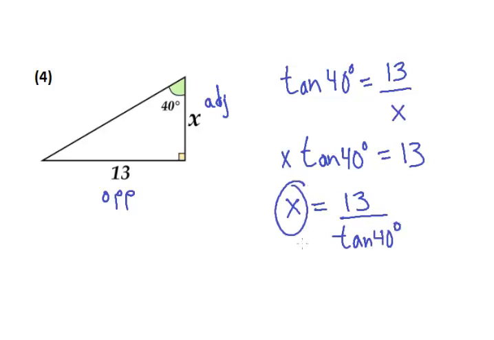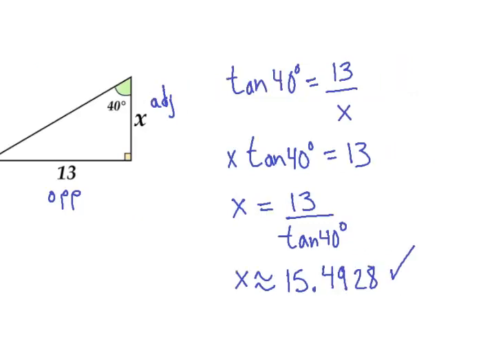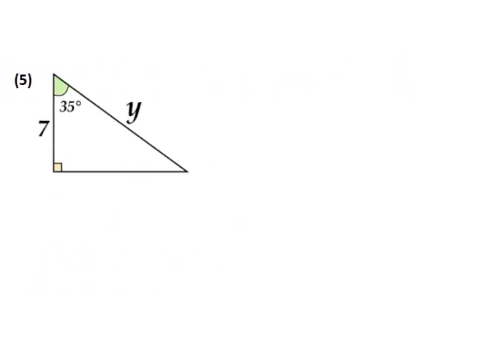Now, the variable is alone. I just need to write this in the calculator and that will give me the answer. Again, I'm going to get a very long decimal number. I am going to round to 4 decimal positions, so this would be an approximation. X is approximately 15.4928. And there you go. Let's do one more exercise.